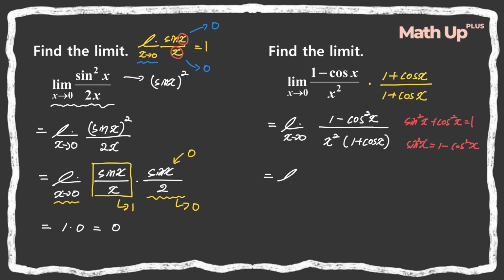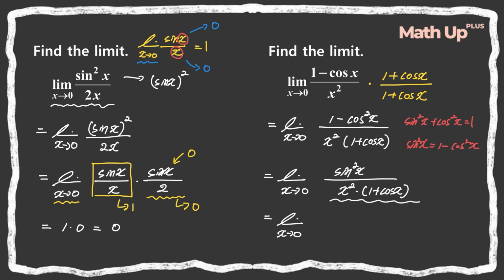So this limit is equal to the limit as x approaches 0. Numerator is sine squared x over x squared times 1 plus cosine x. And if we separate this expression right here, it can be written as sine x over x, squared, times 1 over 1 plus cosine x, right? From this formula right here, as x approaches 0, sine x over x approaches 1, right? So this expression approaches 1.